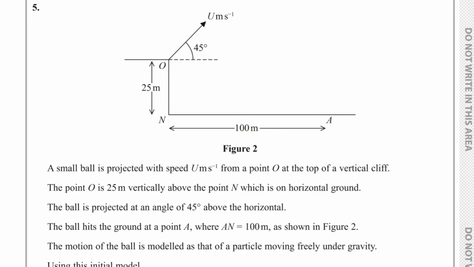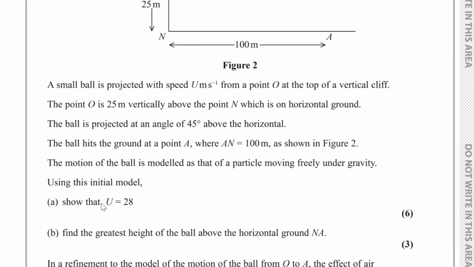Question number 5. A small ball is projected with speed u meters per second from a point O at the top of a vertical cliff, and the point O is 25 meters above the point N, which is on horizontal ground. The ball is projected at an angle of 45 degrees above the horizontal, and the ball hits the ground at the point A, where AN is equal to 100 meters, as shown in figure 2. The motion of the ball is modelled as that of a particle moving freely under gravity, and using this initial model, we have to show that u is equal to 28.